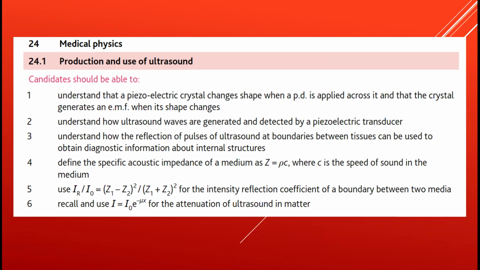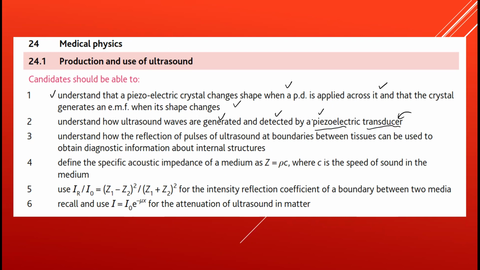In the very beginning, they have discussed that a piezoelectric crystal changes shape when a potential difference is applied across it, and that the crystal generates an EMF when it changes its shape. Understand how ultrasounds are generated and detected by a piezo transducer. Transducers we have studied in O levels as well. A transducer is a device which converts electrical signals into other outputs, or other inputs into electrical signals. So the piezoelectric crystal acts both as a generator and also as a detector when it comes to ultrasound.